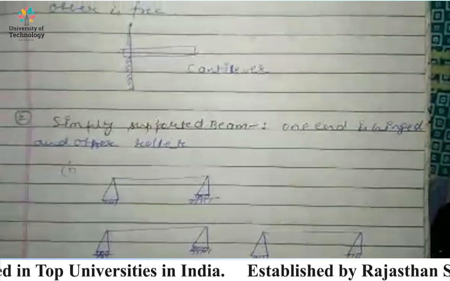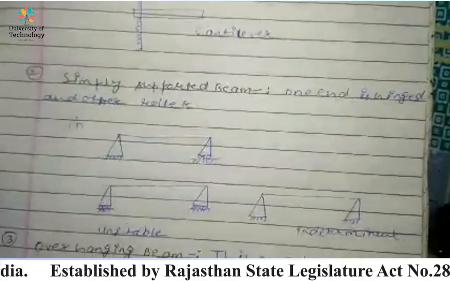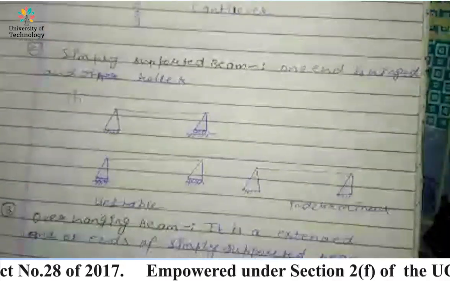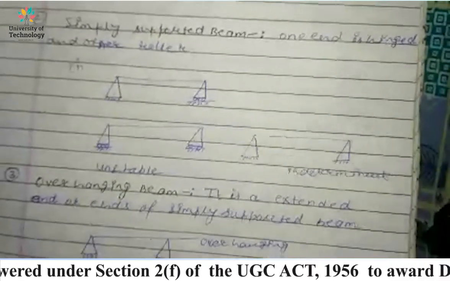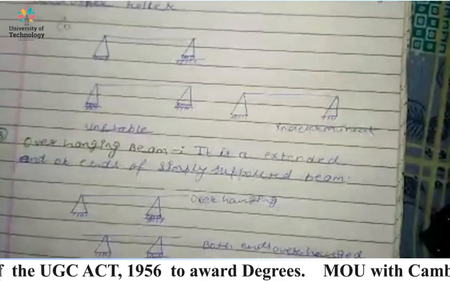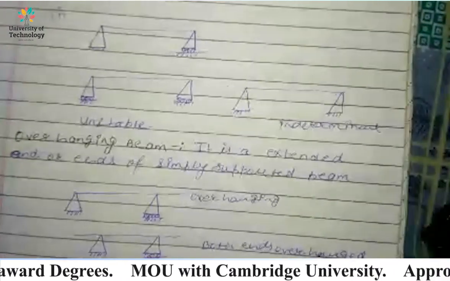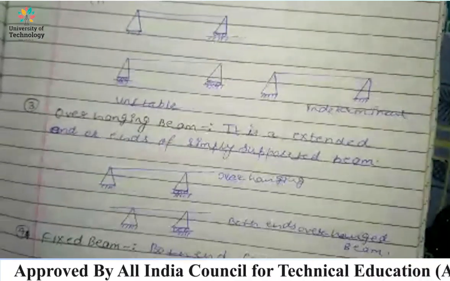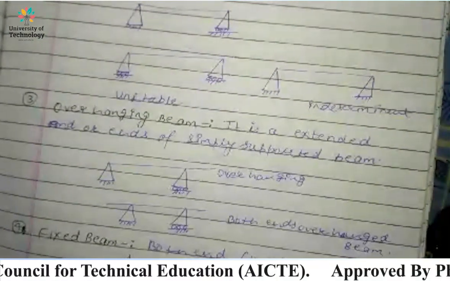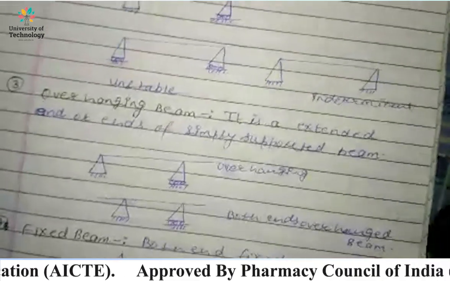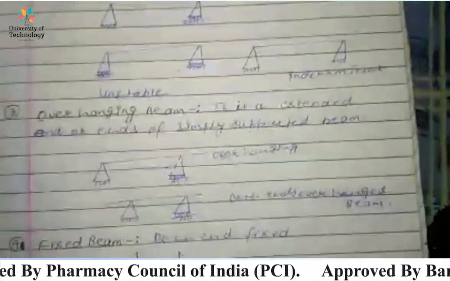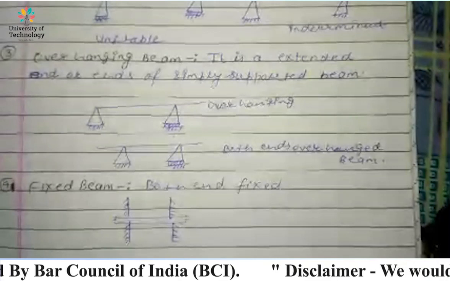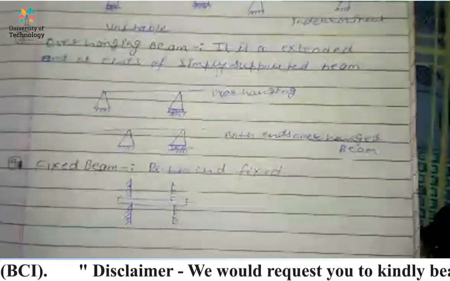And second is simply supported beam. Simply supported beam means one end is hinged and the other is roller. We can see this diagram. And third is overhanging beam. Overhanging beam means it is extended at one end of a simply supported beam, right? The next is fixed beam. Fixed beam means both ends of the beam are fixed, that is known as fixed beam.